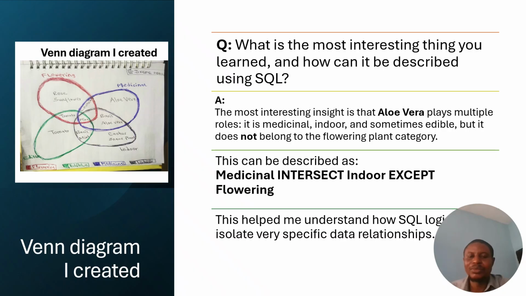What is the most interesting thing that I learned, and how can it be described using SQL? The most interesting insight is that aloe vera plays multiple roles. It is medicinal, it is indoor, and sometimes edible, but it does not belong to the flowering plant category. You see, this can be described as medicinal intersect indoor except flowering. This helped me to understand how SQL logic can isolate very specific data relationships.